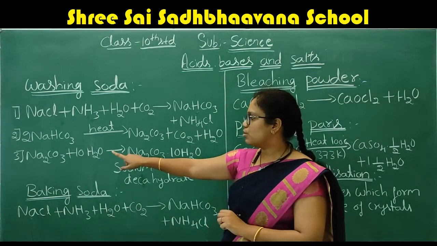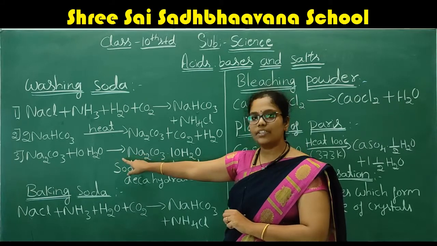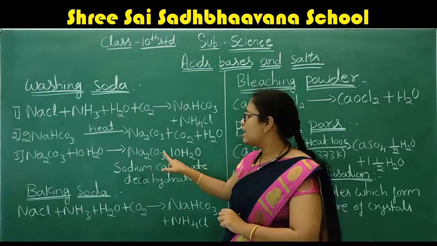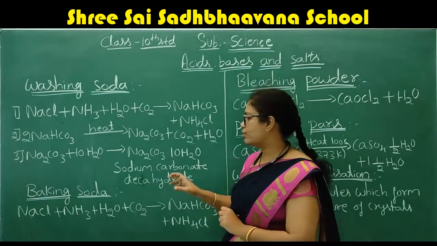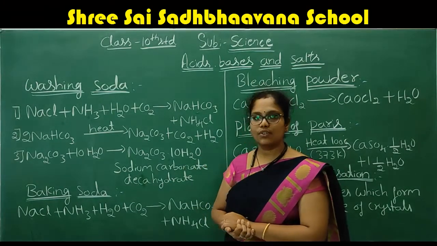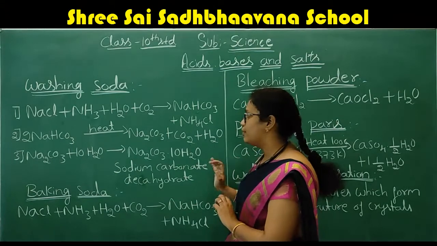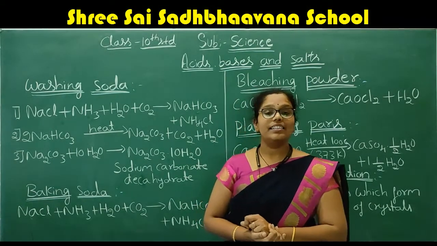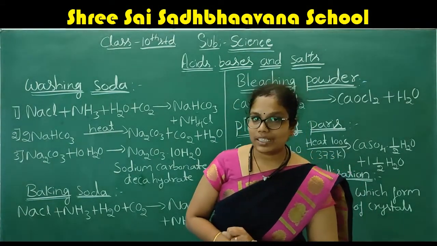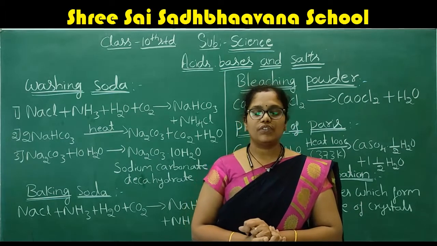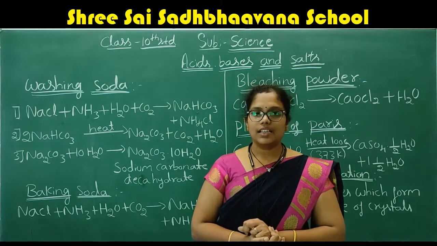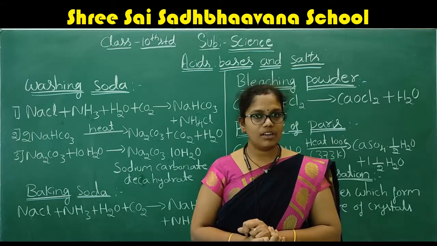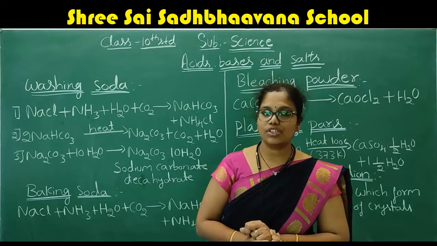After that, when the sodium carbonate is reacted with 10 molecules of water, it forms sodium carbonate 10 water molecules. Therefore, this is the formula of the washing soda, and these are the three important methods for the preparation of washing soda. Understood the formula and the method of preparation of washing soda?